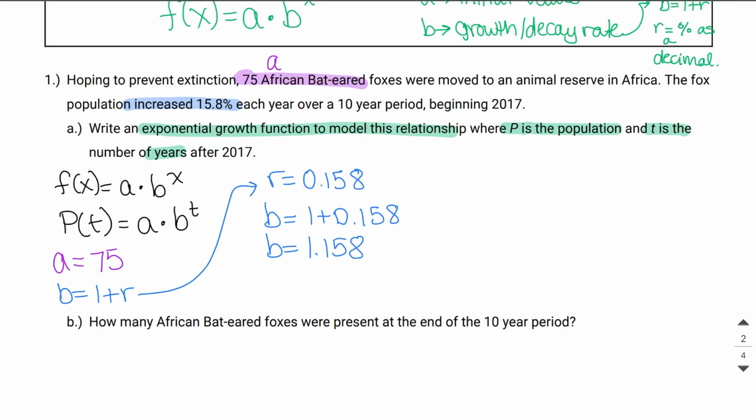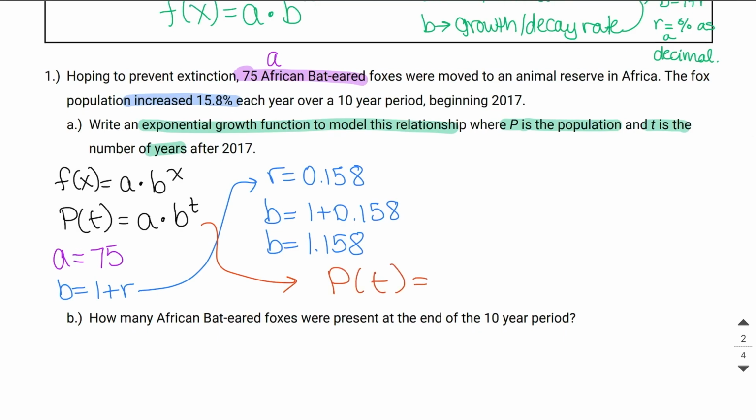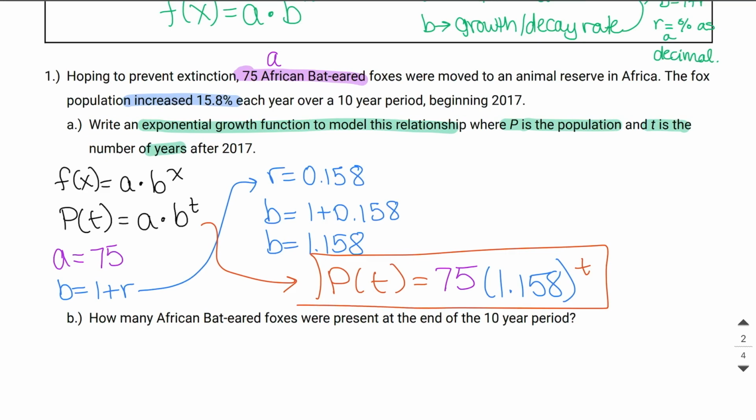So putting all the information together, we can now say P of t is equal to 75, which is your a value, times your b value, which is 1.158, all raised to the power of t. So this is your exponential equation.